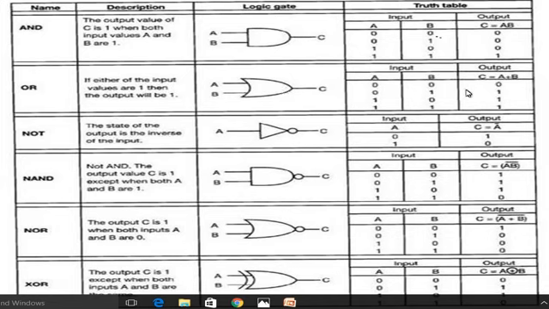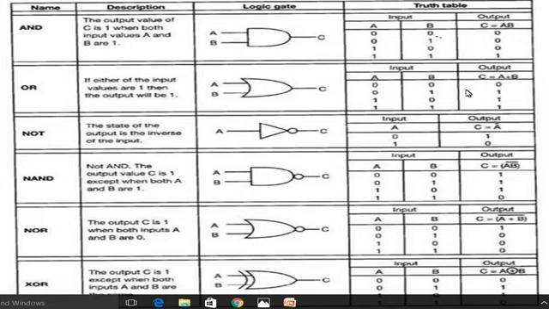Then next is NAND gate. NAND gate is a combination of AND and NOT. So the output of NAND gate is exactly opposite to that of AND gate. See here. In NAND gate, when any one input is low, then output will be high. If both inputs are high, then output will be low.